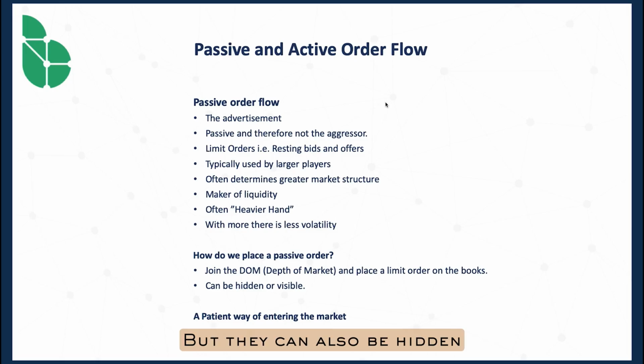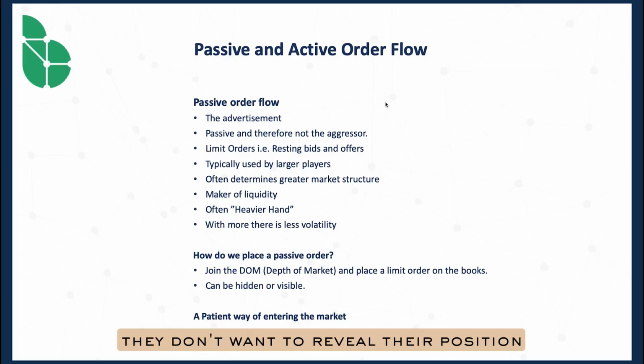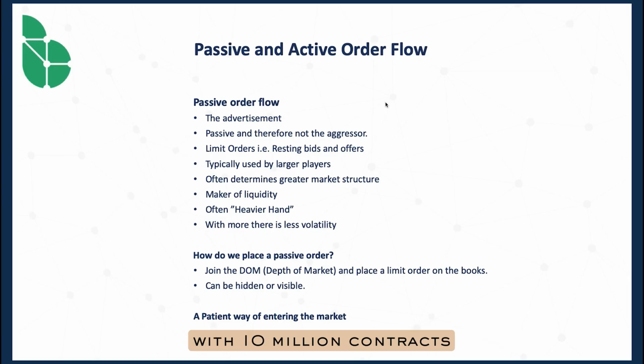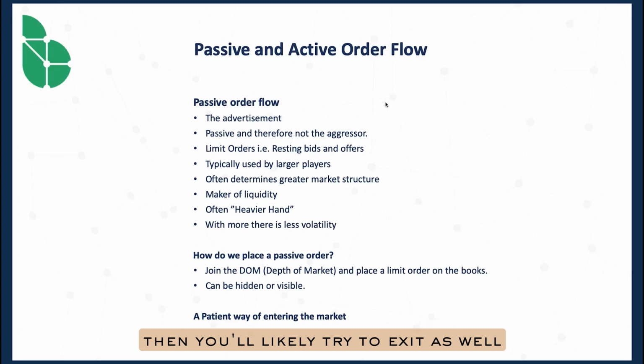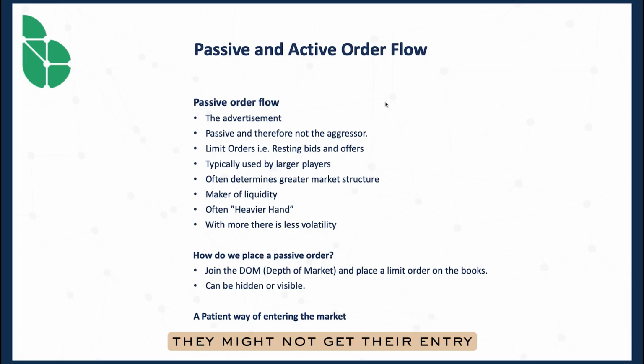But orders can also be hidden. When the order is hidden, we'll see some type of iceberg order, for example, and this is so that the players' intentions are such that they don't want to reveal their position. They don't want to reveal that they're trying to currently get out with 10 million contracts. Because if you knew that someone was genuinely looking to exit the market with 10 million contracts, then what's the incentive for you to stay in? If someone has more information than you do, you'll likely try to exit as well, and they potentially might not get their exit, or in the case of trying to enter the market, they might not get their entry.